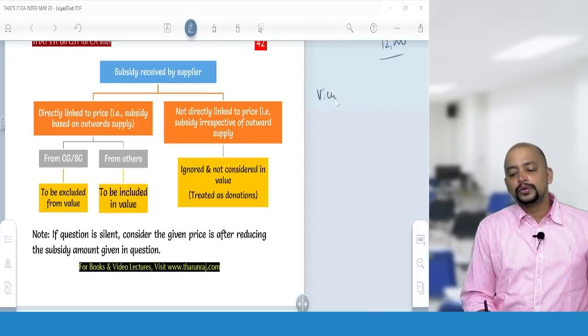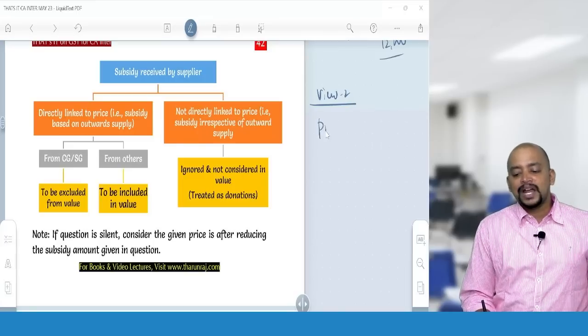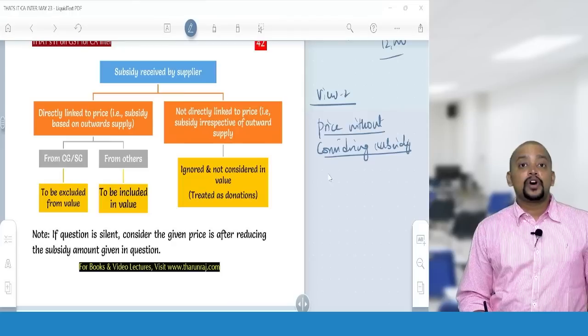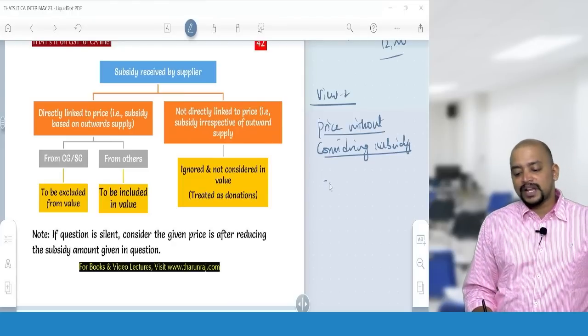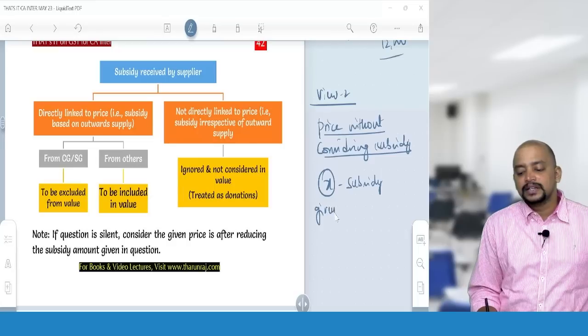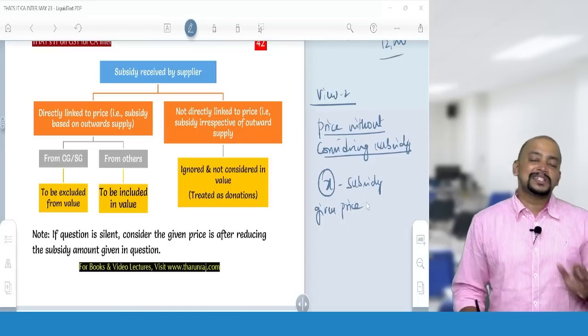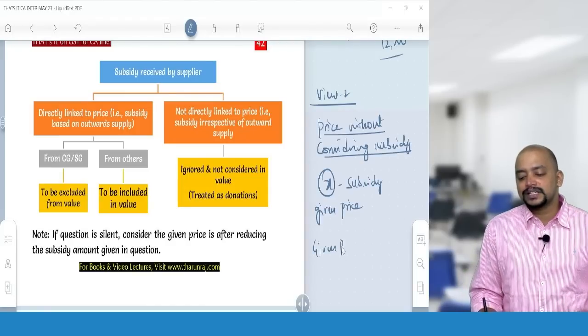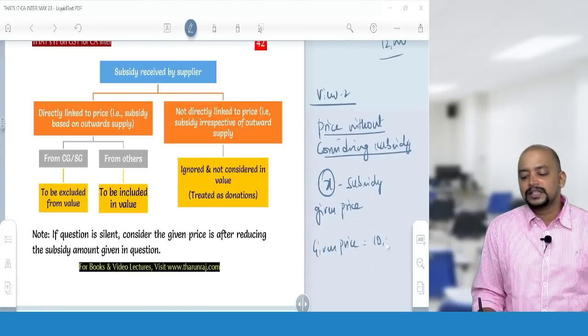What is that view 2? In view 2, what we need to do? Price without considering subsidy. Price without considering subsidy means that while arriving at the given price, they have not reduced the subsidy. So given price x minus subsidy, this x itself is the given price, which means they have not reduced the subsidy. So now, say for example, if the given price is 10,000 rupees.